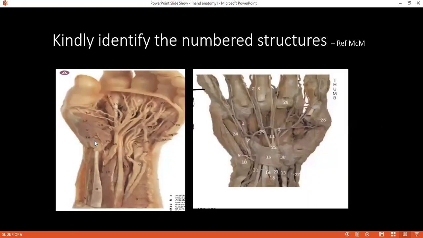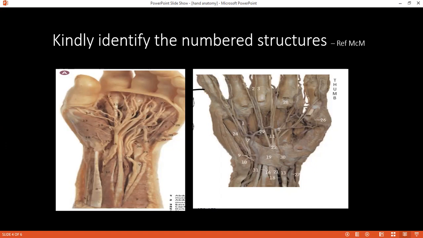In this image, can you please identify number 8? Where is the cursor, madam? Number 8 cursor. Yes, here. Yes. This is the flexor carpi radialis.